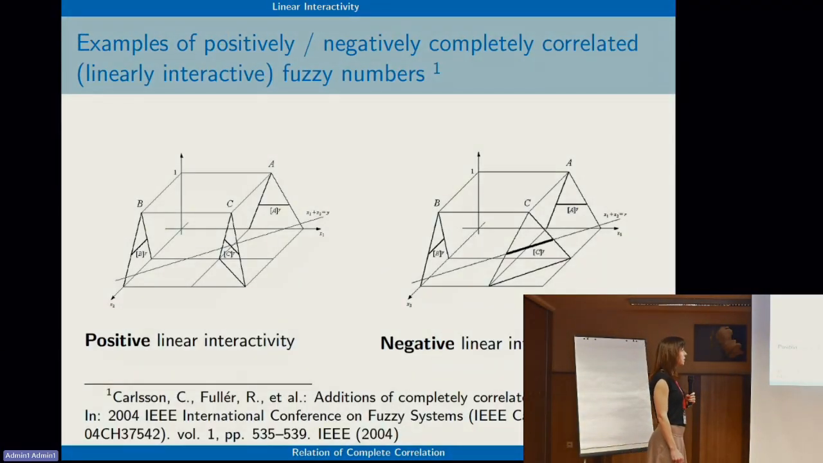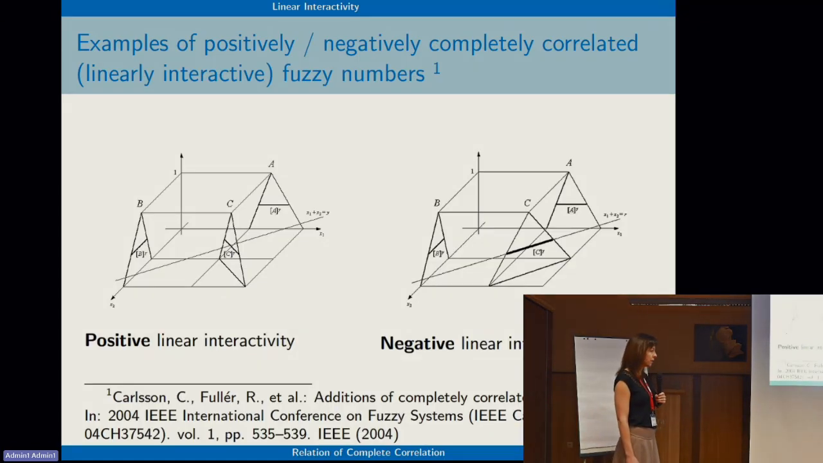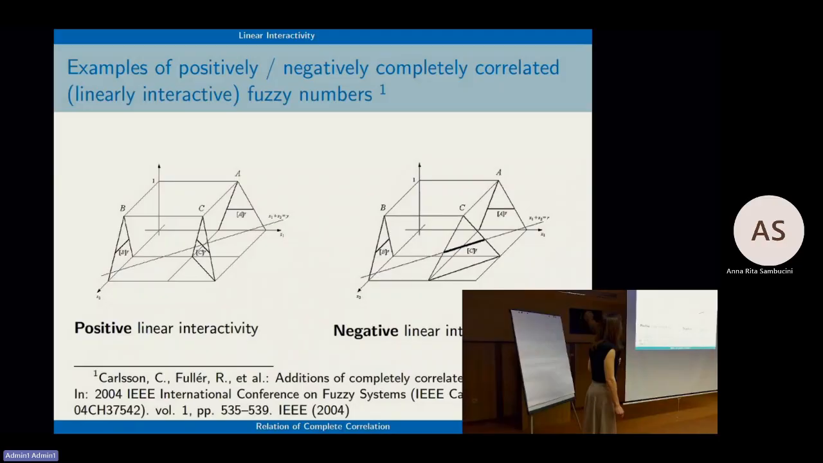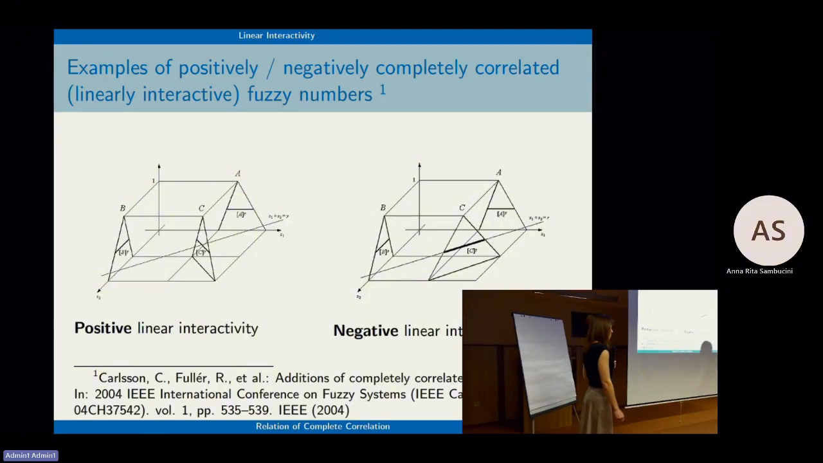Here are just simple illustrations of this correlation. In both illustrations, we see two fuzzy numbers, A and B, and in the middle, there is a fuzzy number representing the fuzzy relation J of complete correlation.